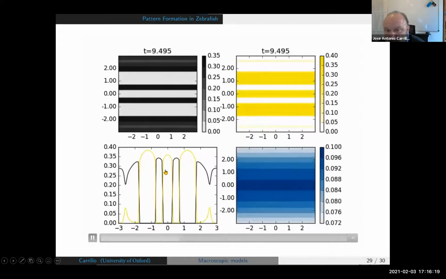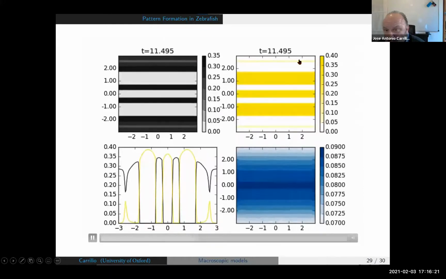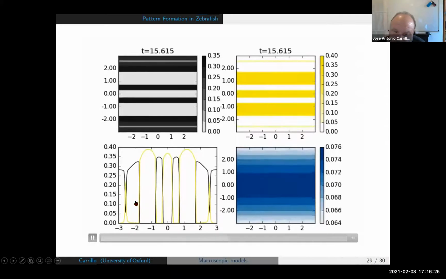Here is a vertical cut of the simulation. Here I'm putting melanophores and xanthophores. And what you see is that the model also gives you sharp interfaces, segregation between the areas where the xanthophores are present and where the melanophores are present, and you have these sharp interfaces in between.